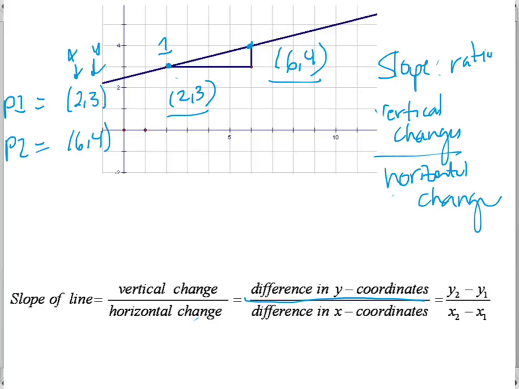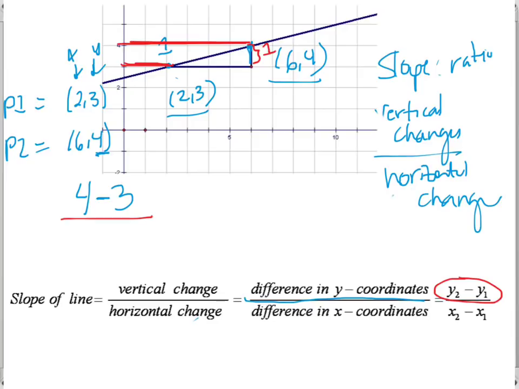If I want to find the change in the y coordinates, I can look at the new y coordinate, which is 4, and subtract from it the old y coordinate, which is 3. On the graph, it makes sense this way: this y coordinate means that point was 4 units from the x-axis, and the y coordinate of 3 means it's 3 units, so this little portion here should be 1. Then I divide it by the change in x.